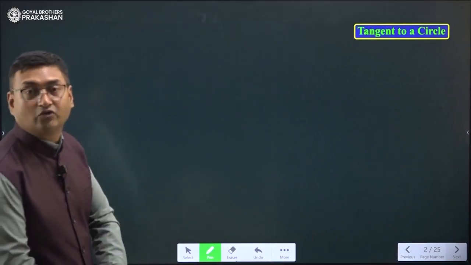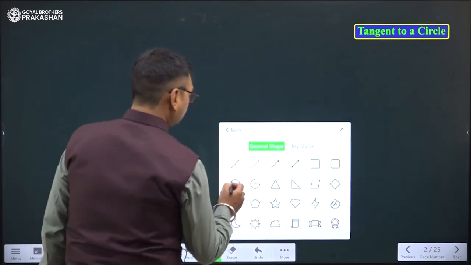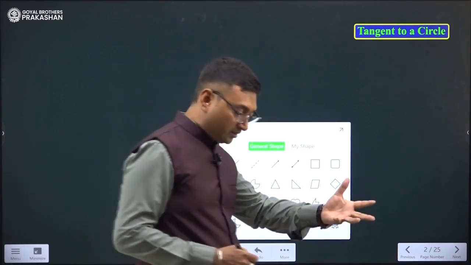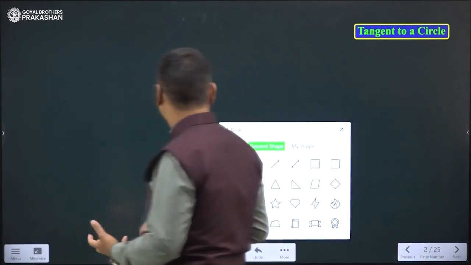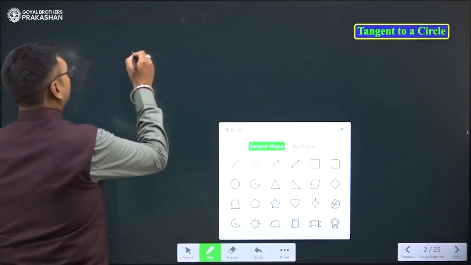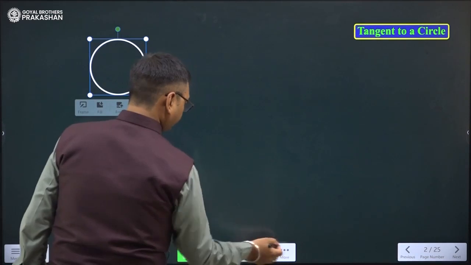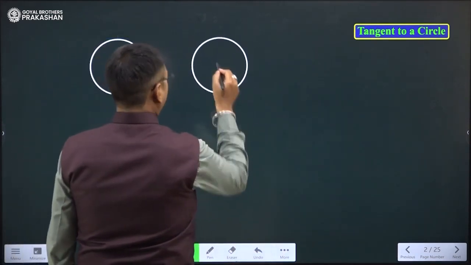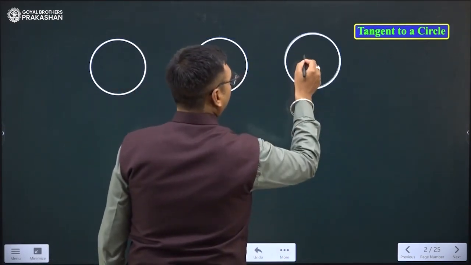Tangent of the circle. Now what is a tangent? Before starting with the tangent, let me first discuss some line segments which may or may not be intersecting the circle. So we have three things about the circle: the first circle, the second circle, and the third circle also.